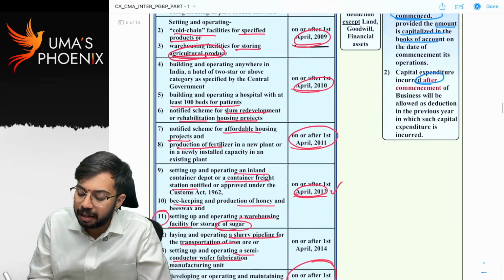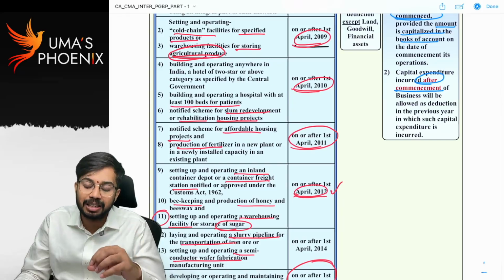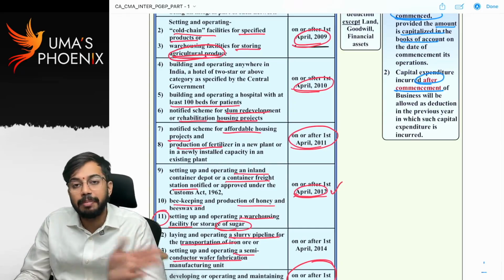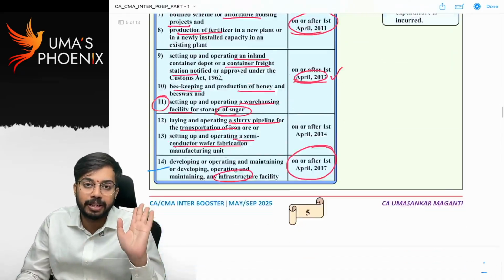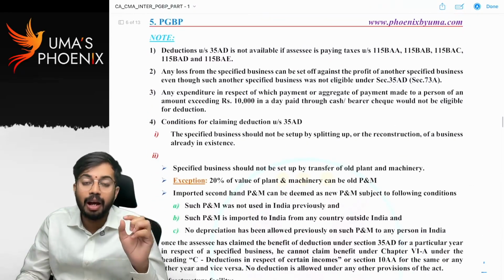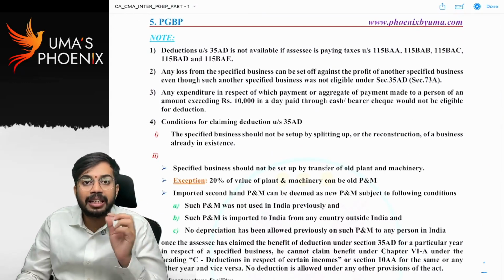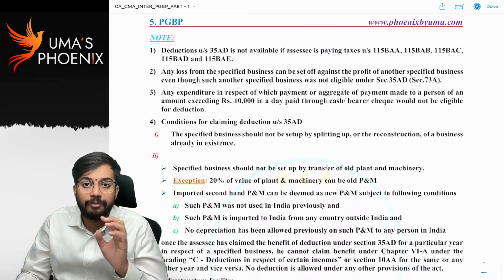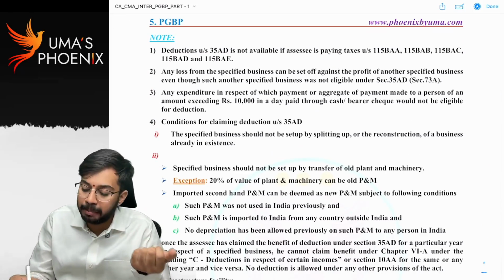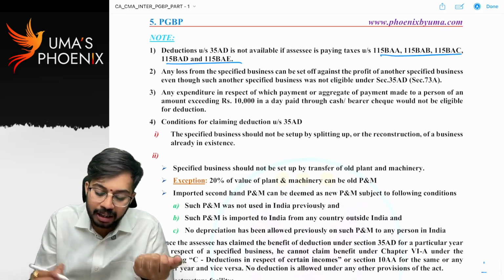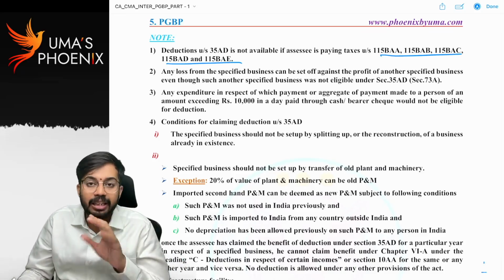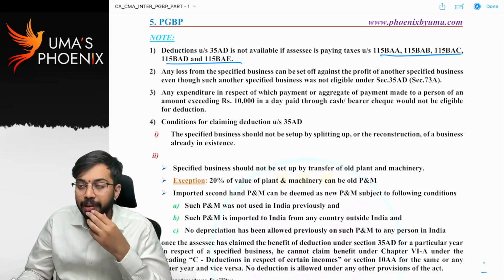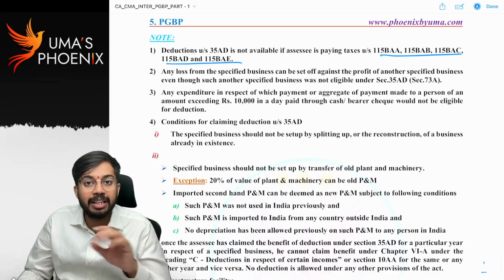After commencement, this you already know, once specified business starts after the specified date, then after commencement of business, 100% of the expenditure is allowed as deduction. Another point, if SSE is paying taxes under section 115 BA series, 115 BAA, BAB, BAC, BAD, BAE, under these sections, if SSE is paying taxes, deduction under section 35 AD is not available. Another thing, deduction under section 35 AD is not mandatory.